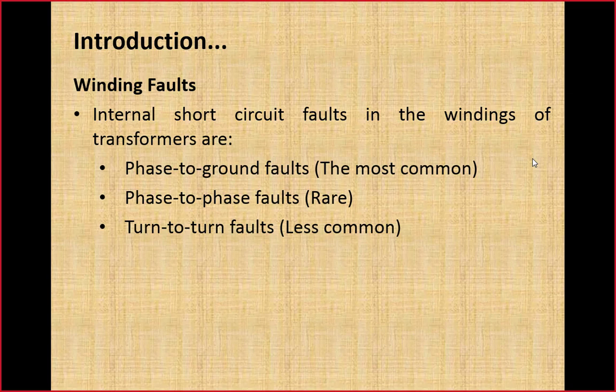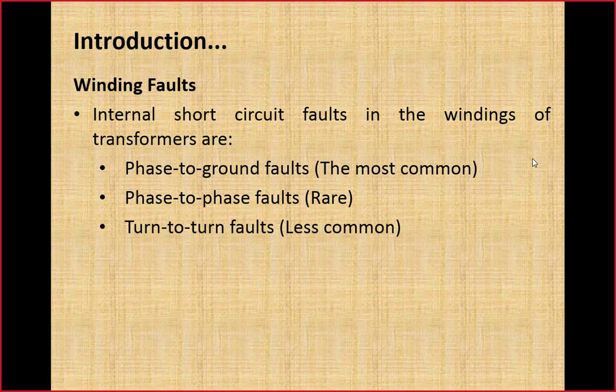And then we have another type of short circuit that could occur inside the transformer, which is turn to turn fault. That is less common. When we say phase to ground fault, that is actually a short circuit between winding and the tank of the transformer, winding and the core of the transformer, or flashover over the bushing of the transformer, terminal to the tank of the transformer. So all these are the phase to ground fault.